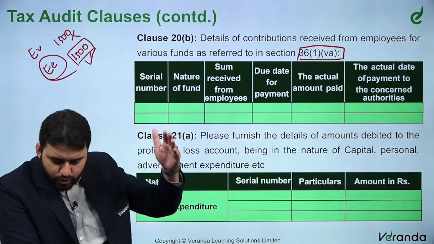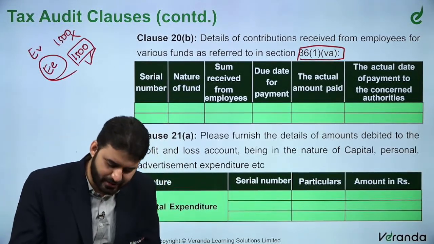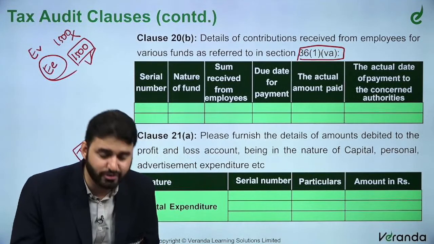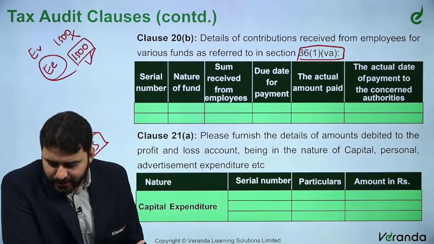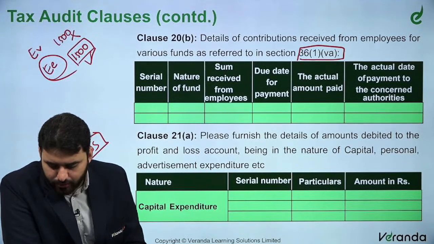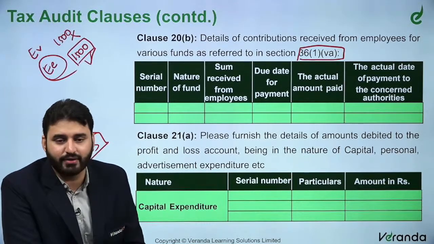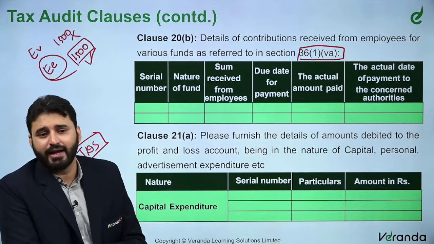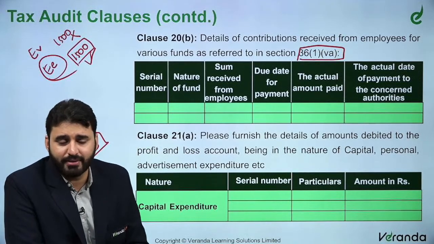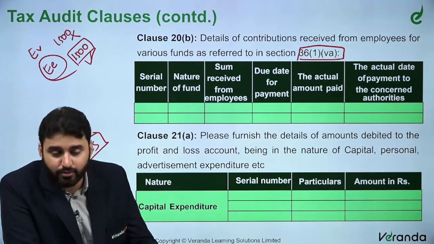Now clause 20, this is a huge clause. This is on the TDS. Clause 21A is on TDS. Please furnish the details of amounts debited to the profit and loss account being in the nature of capital, personal, advertisement expenditure, etc. Sir, capital expenditure is not allowed as per the Income Tax Act. It has to be disallowed. So therefore, we need to mention that.